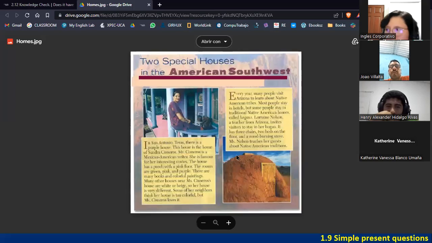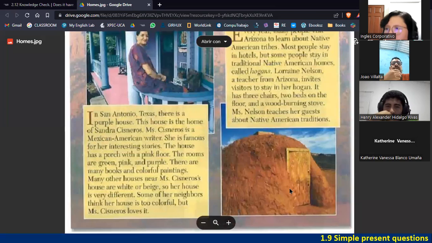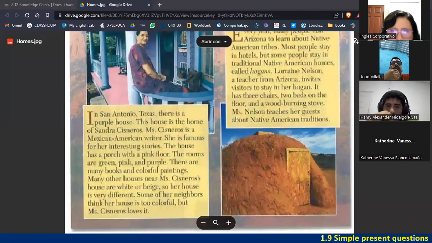Y lo voy a leer para ustedes, para que escuchen, ¿verdad?, la pronunciación. Dice, están viendo la pantalla, ¿verdad? Sí. In San Antonio, Texas, there is a purple house.